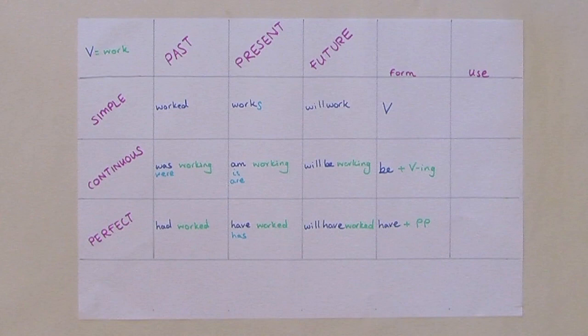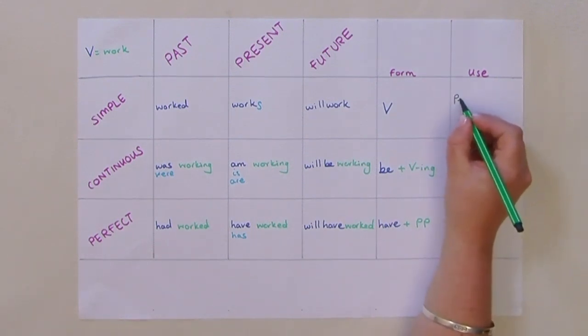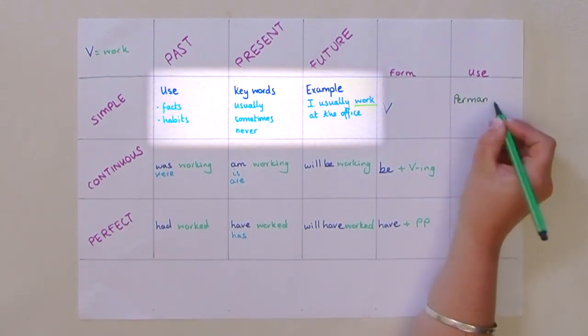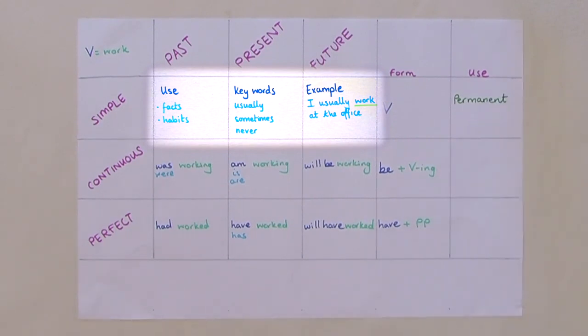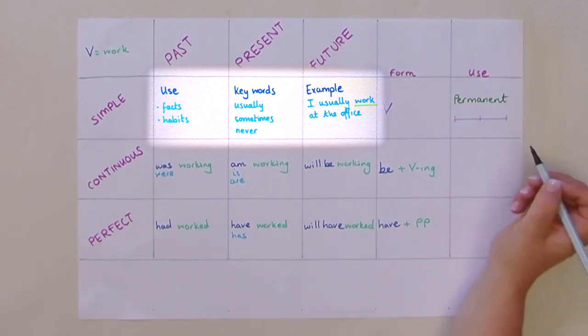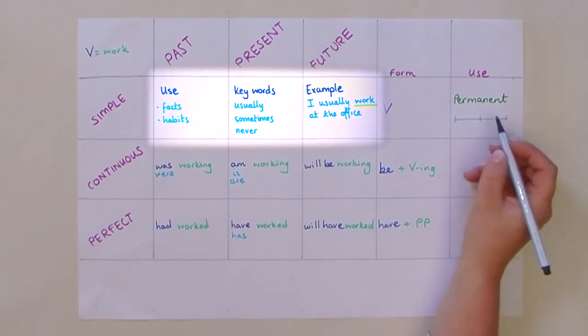The simple structures are generally used for permanent situations illustrated by this timeline, like facts or habits, and are often used with keywords like usually, sometimes, never. For example, I usually work at the office.